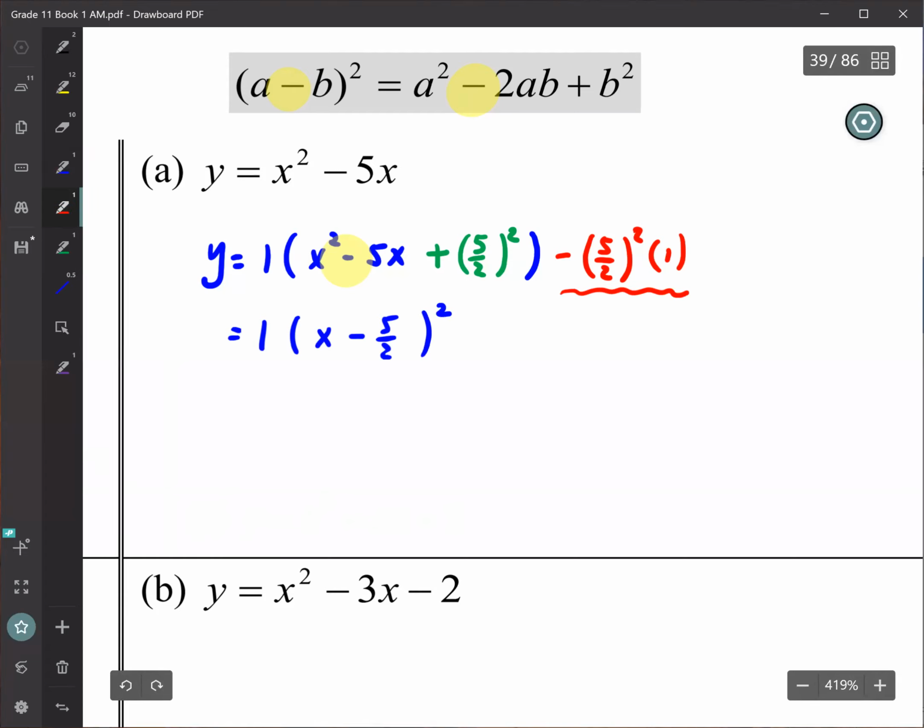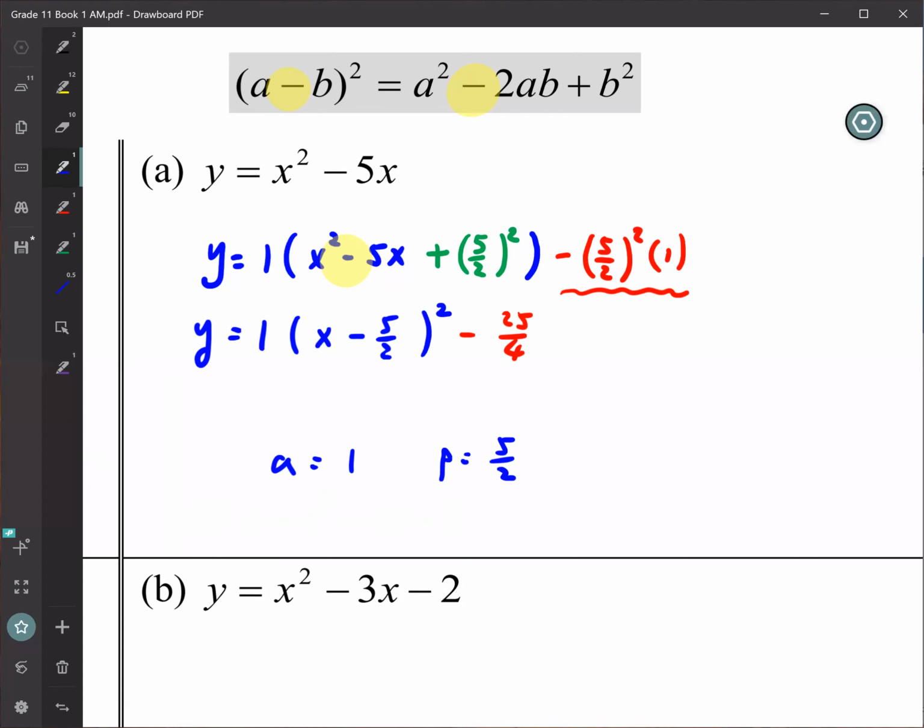So 5 squared over 2 squared, right? Squared means times itself. So that will give you minus 25 over 4. Okay? So your final answer will be this one. That's your standard form. A will be 1, P will be 5 over 2, because this time it is minus, so P is the opposite. You see the middle number is a negative, you need to flip it. Q is whatever is outside.